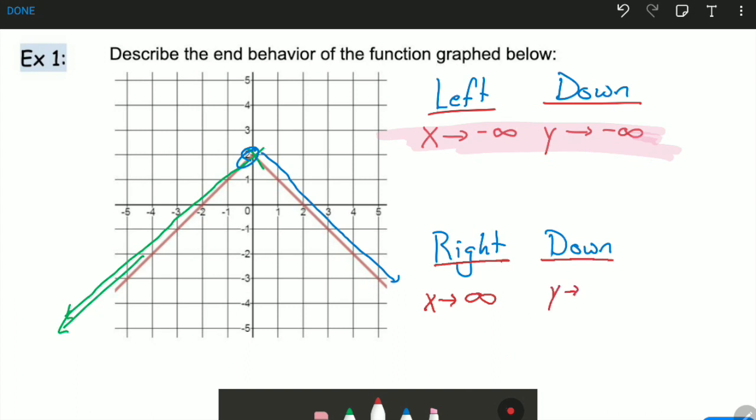So y will approach, what type of y values are down? Well, negative y values. Down will always mean y approaches negative infinity. Right always means x approaches positive infinity. So here is the second end behavior. And that's it.